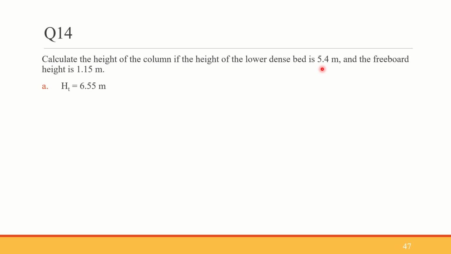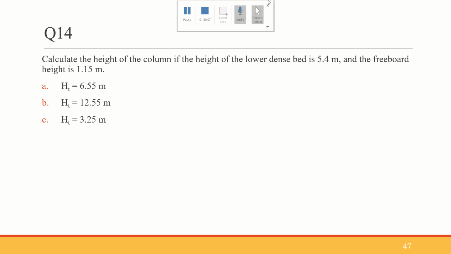Option A, HT is equal to 6.55 meter. Option B, HT is equal to 12.55 meter. Option C, HT is equal to 3.25 meter. Option D, HT is equal to 9.30 meter. So the answer is actually option A, HT is equal to 6.55 meter.